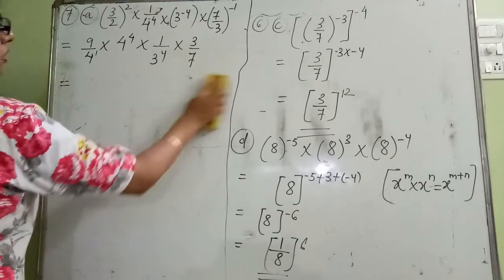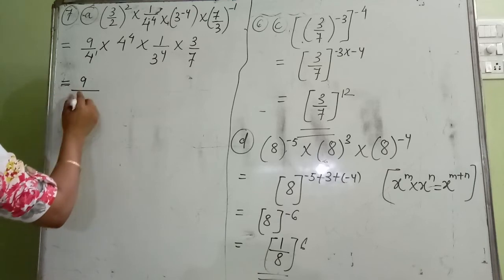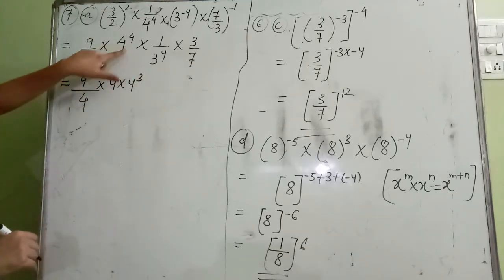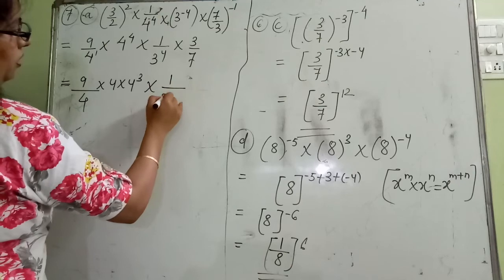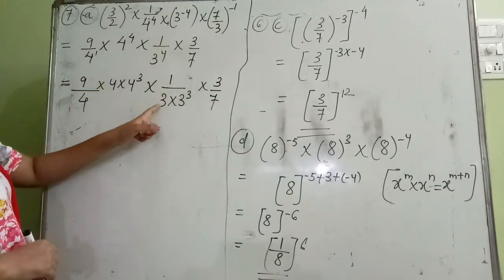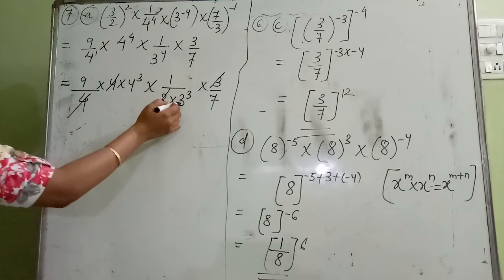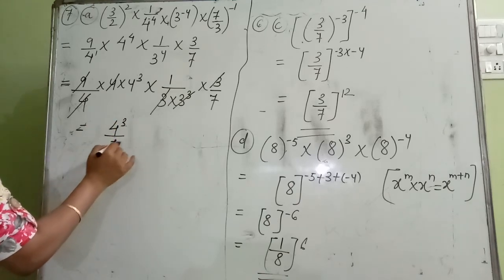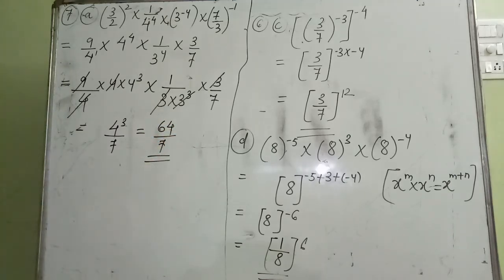One more method I will tell you. Easiest method. You do not have to apply the formula. So what you can do, 9 by 4 into 4 into 4 raised to the power 3, 3 plus 1 is 4. I have divided them, meaning I have separated them. 1/3 into 3 raised to the power 3 into 3/7. Here 3 plus 1 will become 4. I have separated one 3 from this so that I can cancel it. This is cancelled. This is all, 3 3s are 9. This and this get cancelled. What is remaining here? 4³/7. 64/7. This is the required answer.